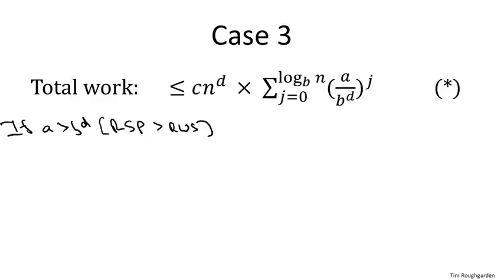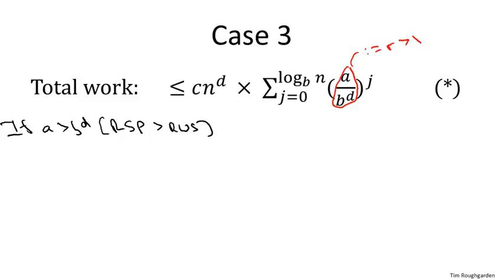And once again, using the basic sums fact, we can make precise the hope that, in fact, we only have to worry about the leaves. We can throw away the rest of the work, losing only a constant factor. So to see that, we will again denote this ratio between a and b to the d as r. And in this case, r is bigger than 1.